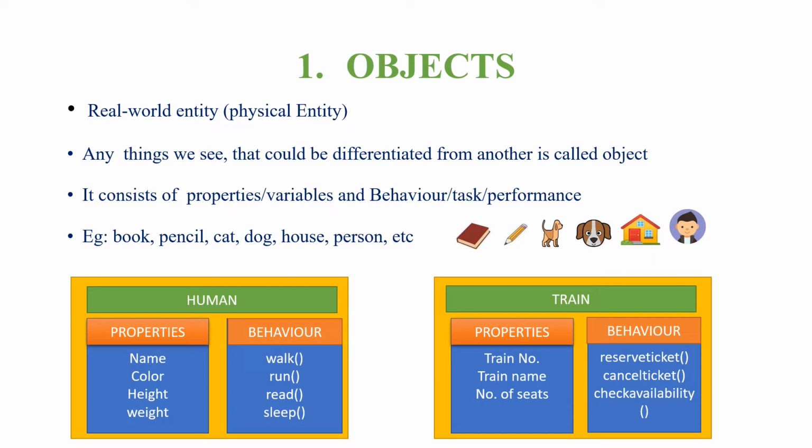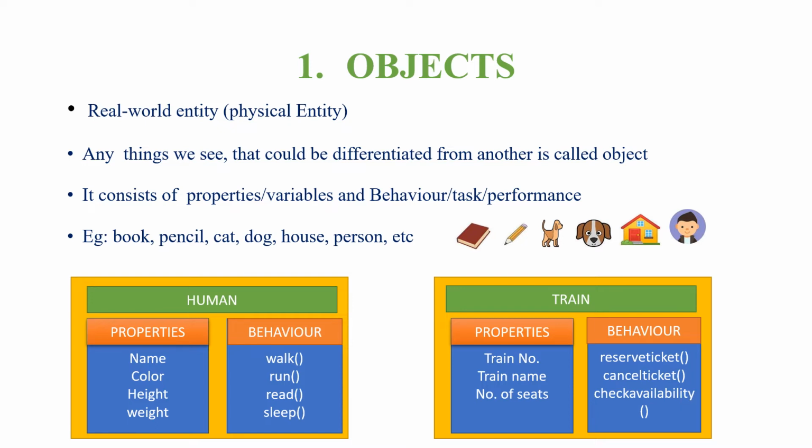For example, let me take a book. We use a book to write something. And for writing in the book, we would need a pencil or a pen. So the properties and behavior of a book and a pencil are different. Now you will be asking me, what are these properties and behavior? I'll take an example of a human. Look at the diagram there. A human will have some properties and behavior. Properties of the human are name, color, height, weight, etc. And behavior of the human is walking, running, sleeping, reading, etc. So properties are nothing but the features and behavior is nothing but the performance or a task.